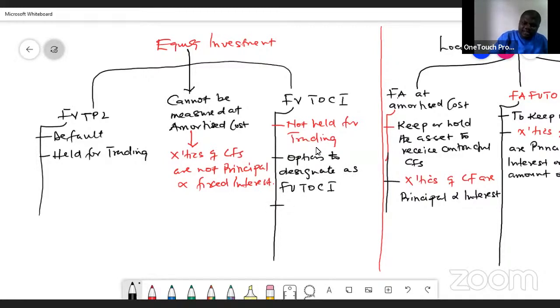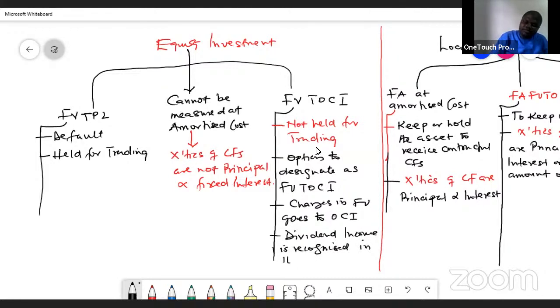Remember, changes in fair value go to OCI, but dividend income is recognized in the P&L. So take note of this. This is just a summary so that as we solve the questions, we can apply it throughout.